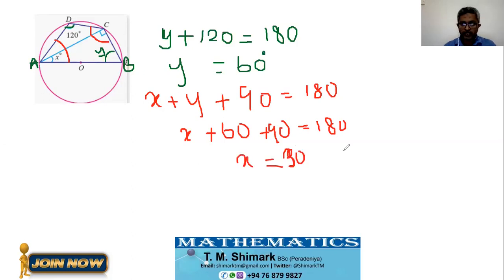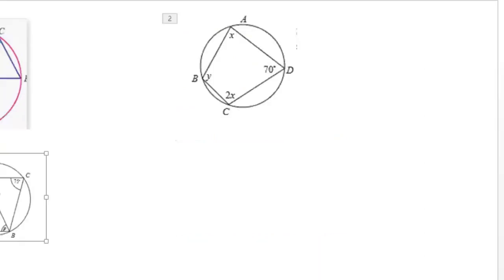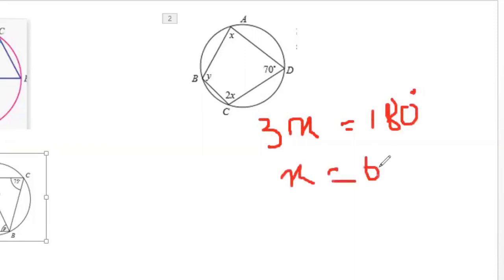Now let's check the next question we have, right? Can we find out x and y here? If you take these two, 2x plus x is 3x, add it will be 180. That's the meaning of supplementary, right? So x equals to 60. So 2x equals to 120.